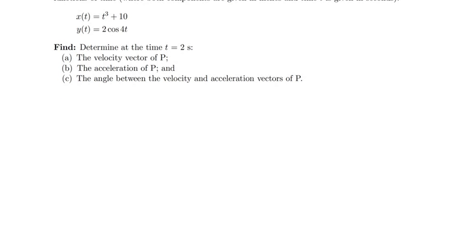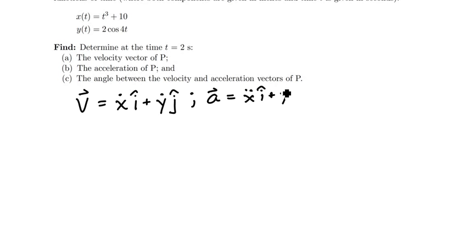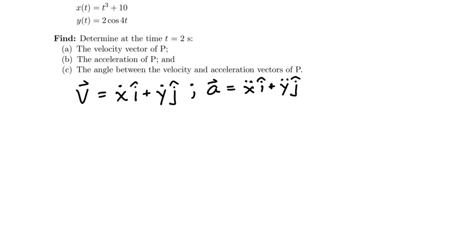So to do this, I'm going to note that in the plane, in Cartesian coordinates, the velocity vector is given by x dot in the i direction plus y dot in the j direction, and the acceleration vector is given by x double dot in the i direction plus y double dot in the j direction. And so given x and y, if we want to solve this problem, we simply need to find time derivatives.